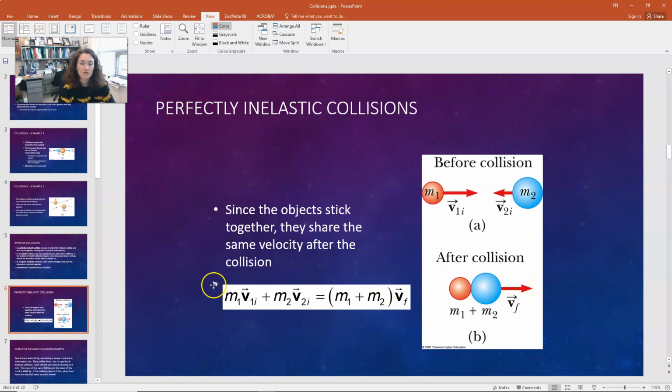And of course, momentum is a vector, so this is a vector equation, and you would set the momentum initially for the system equal to the final momentum of the system. For a perfectly inelastic collision, that would be m1 v1 initial plus m2 v2 initial is equal to m1 plus m2 times v final. Both objects have the same final velocity because they're stuck together.